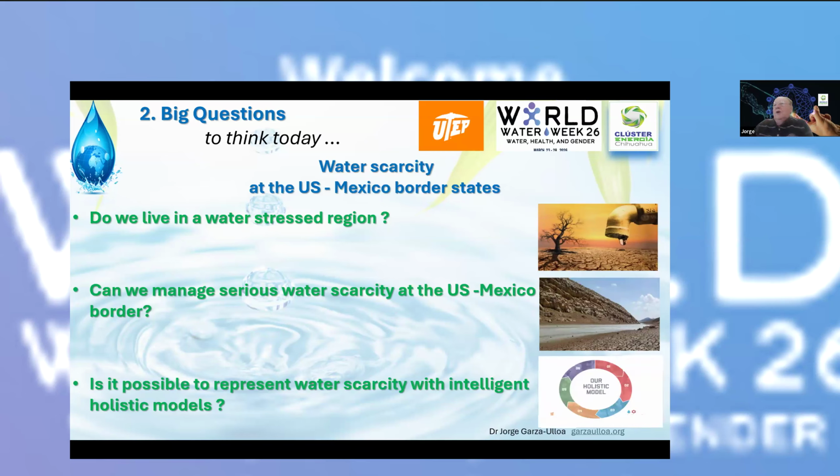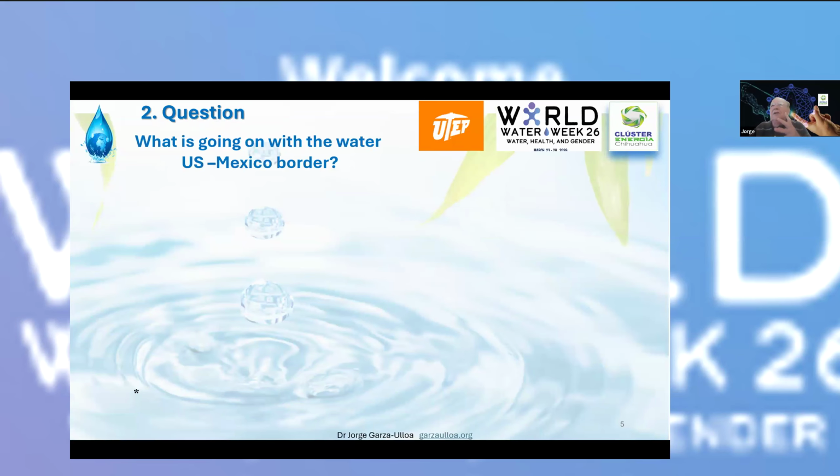The question is, what is a holistic model? A holistic model is characterized by the belief that the parts of something are interconnected and can be explained by reference to the whole. If we have a variable or a model that can explain what's going on with the water scarcity, then we've made it. Let's continue. Okay.